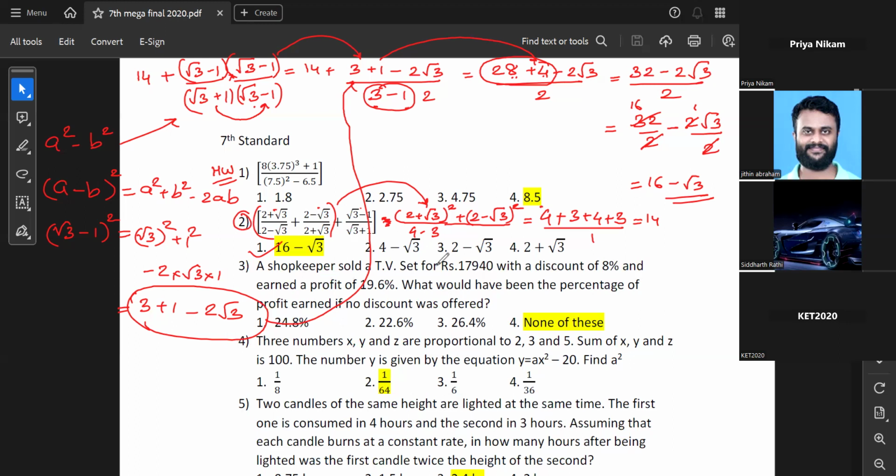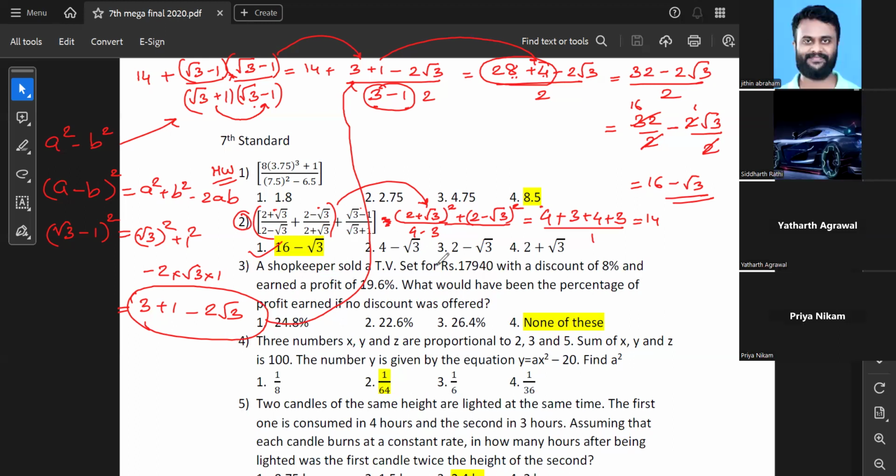Sir, can you just explain that minus 2 root 3 part? I didn't understand. Sure. This one, right? Yes, sir. So over here, I have explained that. Root 3 minus 1 the whole square I've written over here, which is nothing but a square plus b square minus 2ab. A square is 3, b square is 1, minus 2 into root 3 into 1 is minus 2 root 3. That's it.